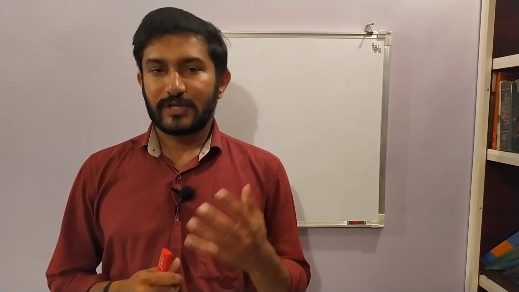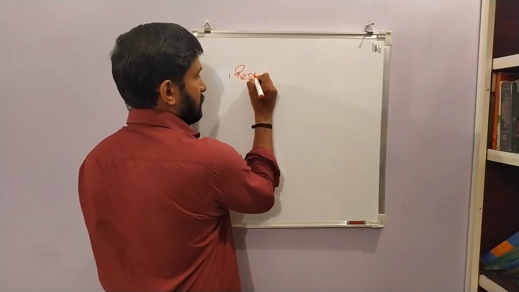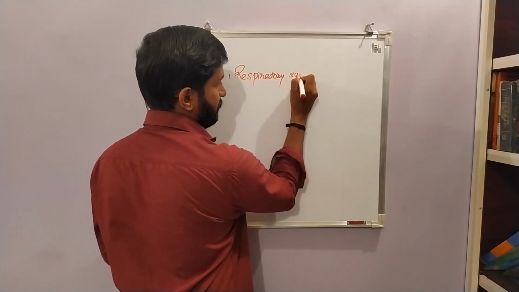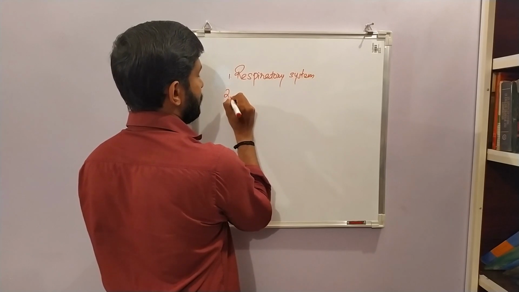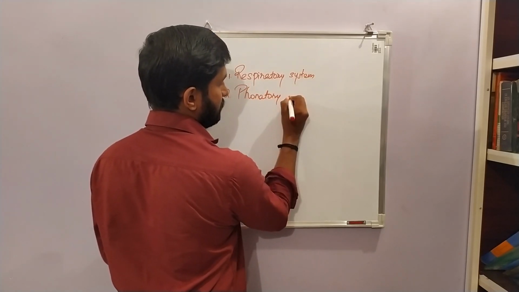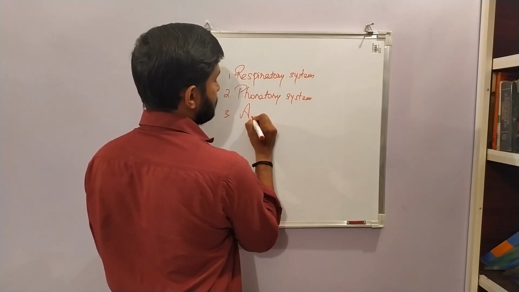Coming to the different systems involved in the production of sounds, we have three systems. The first one, the respiratory system. The second one, the phonatory system. And the third, the articulatory system.